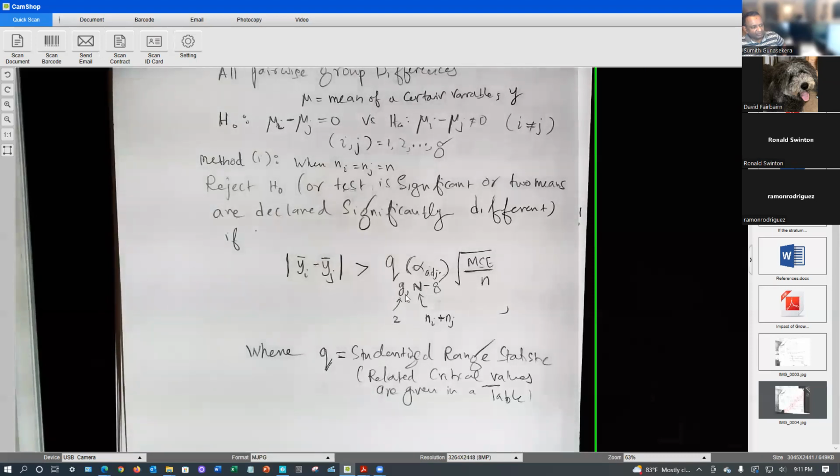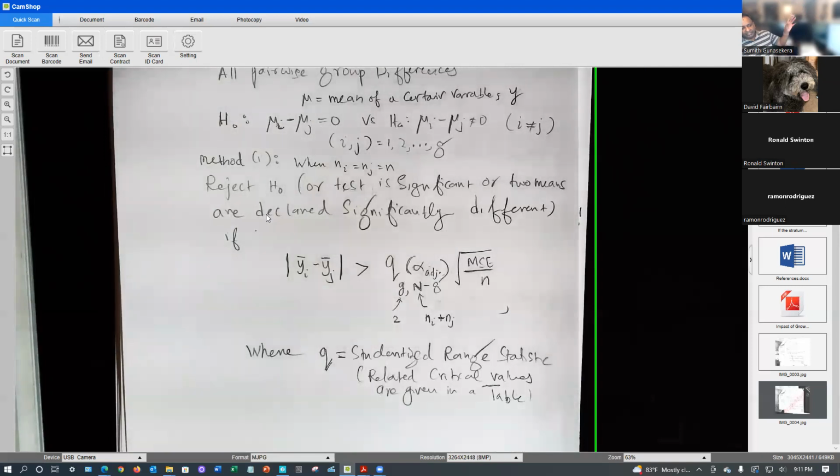G, sorry, groups, number of groups, I'm sorry. This is G also, N minus G. Either this one is greater than this one, you reject H naught. So I'm talking about the three tests. In the beginning, you have a multivariate test. Later on, you have a univariate test. Then you have a pairwise test.